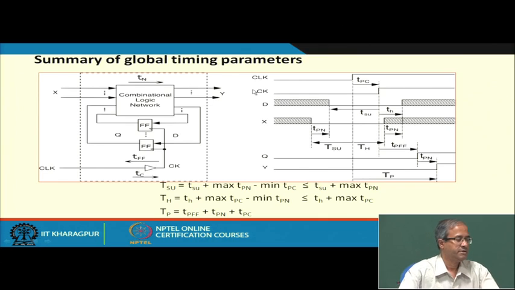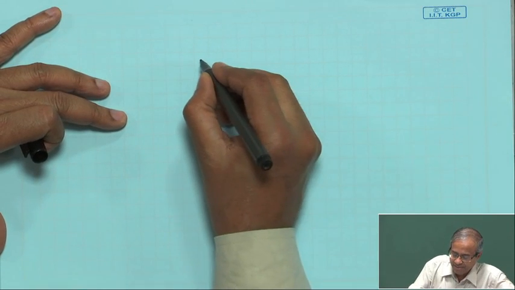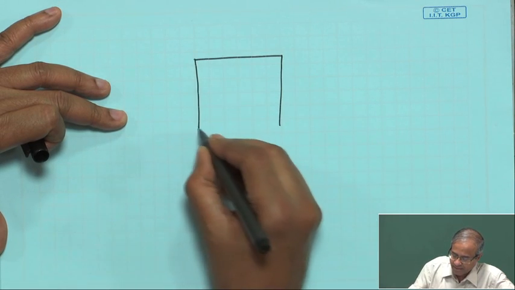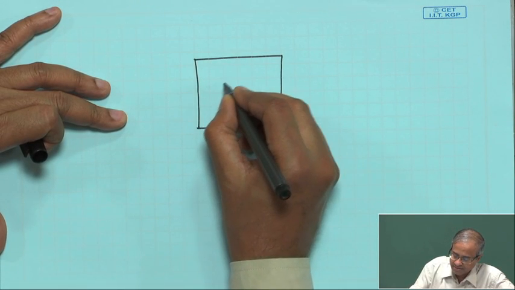fine. So this is to summarize the global timing parameters. You see here I am showing a general model of a sequential circuit. Okay, I am just explaining once more before going back to the slide. You see, any synchronous sequential circuit can be modeled like this.